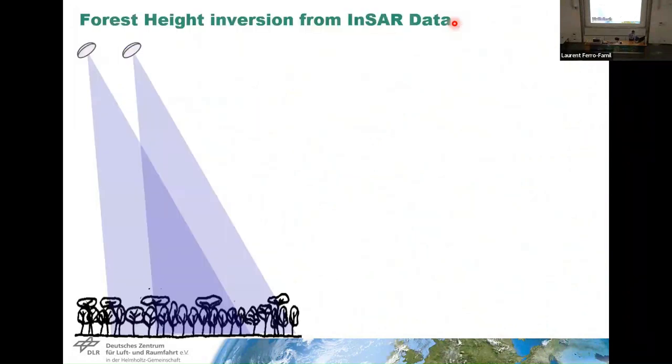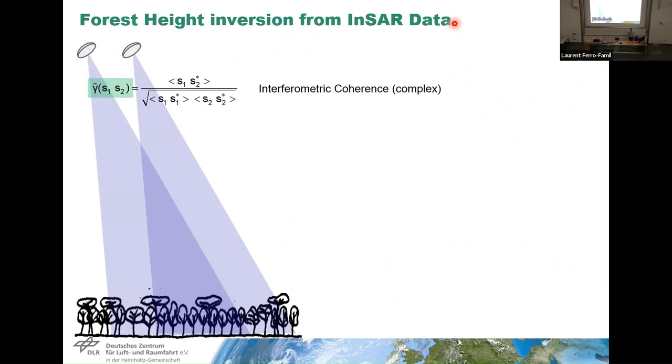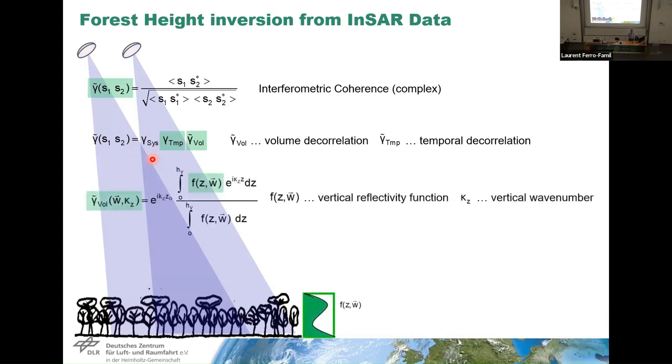So, modeling. Where do we start? Again, from the interferometric coherence. It's a complex number, so we know it: you have a magnitude and you have a phase. In principle, for the moment, let's leave the system correlation aside, which basically comes from the system and from the processing of your data. What you have is time, so the temporal decorrelation, and the volume decorrelation. And then you have this relationship, the Fourier relationship linking the vertical reflectivity function and the coherence. These are basically the three ingredients that we need to consider to develop models that we can use in this relationship to invert parameters of the vertical reflectivity starting from the coherences.